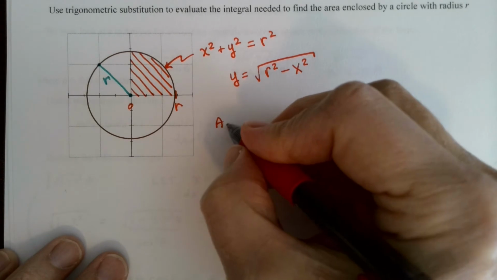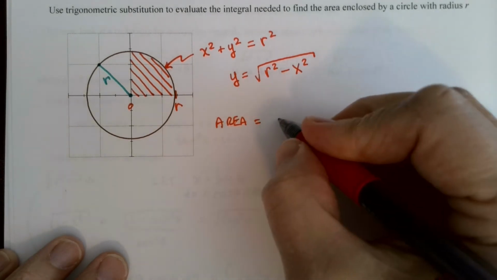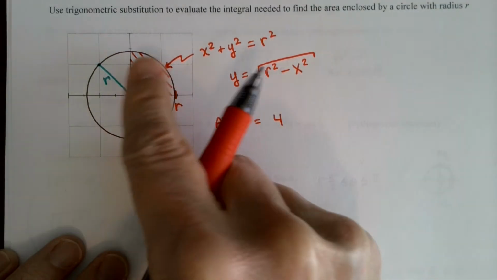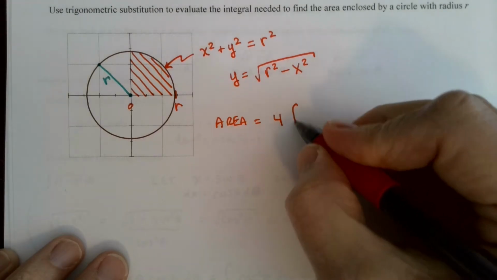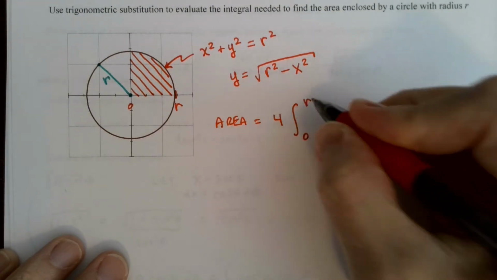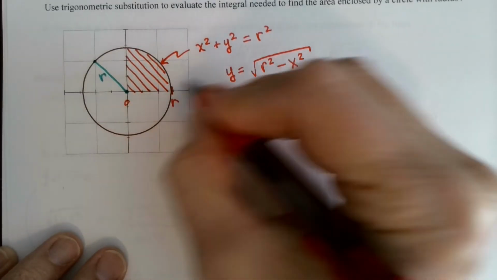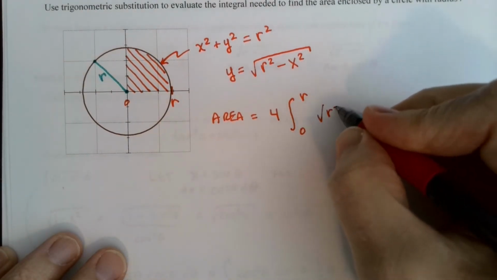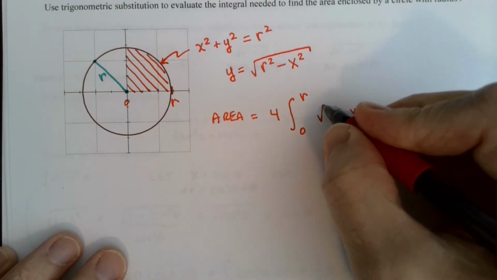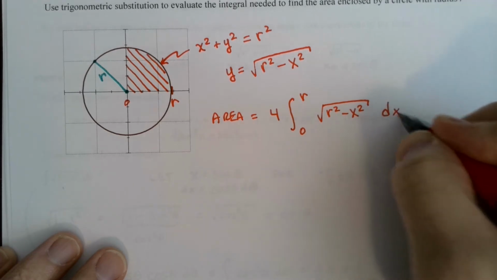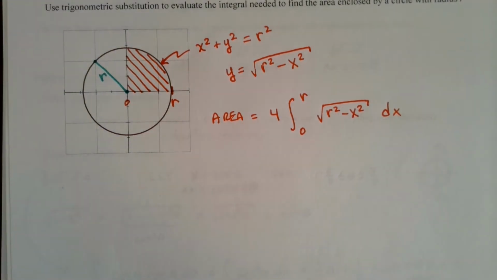So the area of my circle is 4 times, right, because I need to find this area, multiply it by 4, the integral from 0 to r of the function, right, this curve given by the square root of r squared minus x squared. I'm integrating with respect to x. Remember, x is the variable, r is a constant.